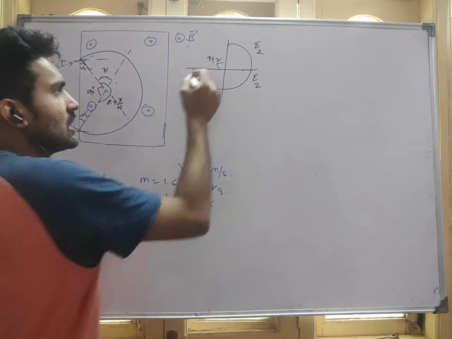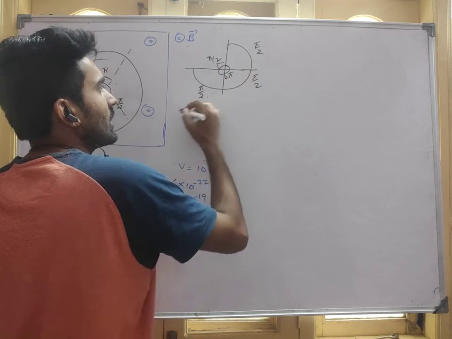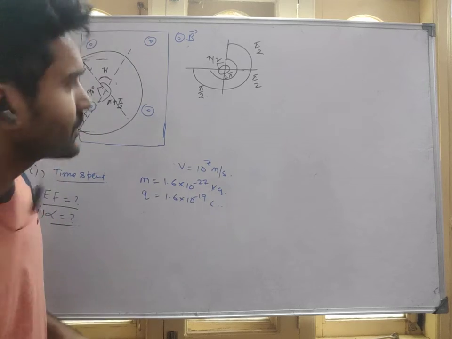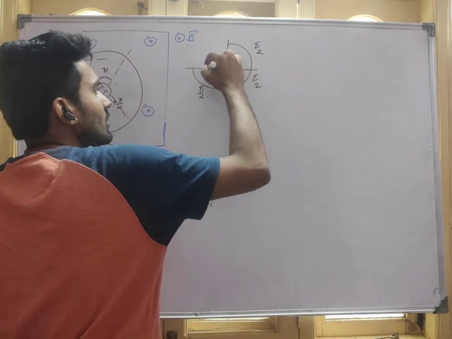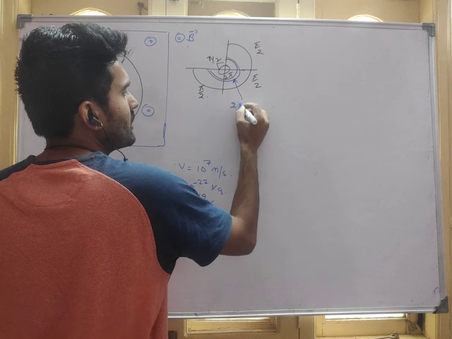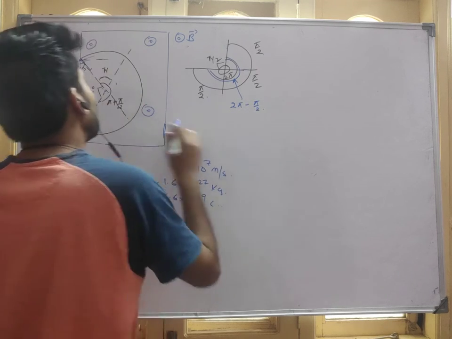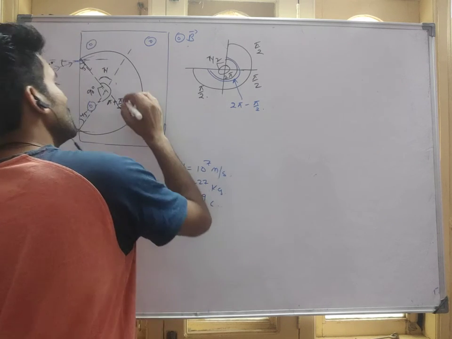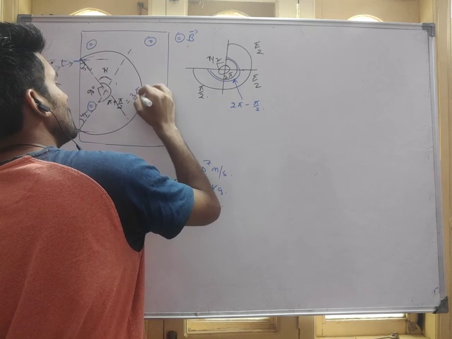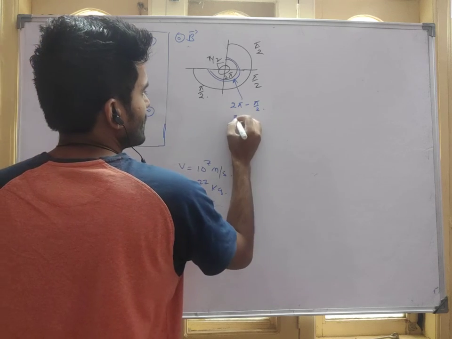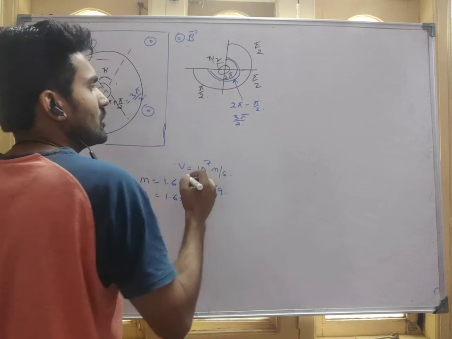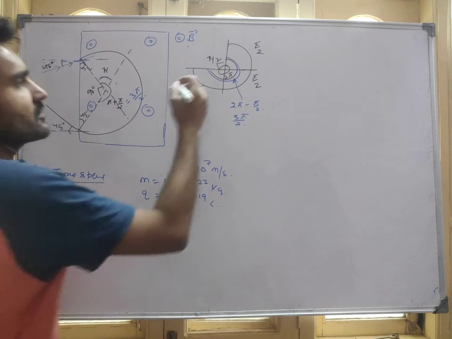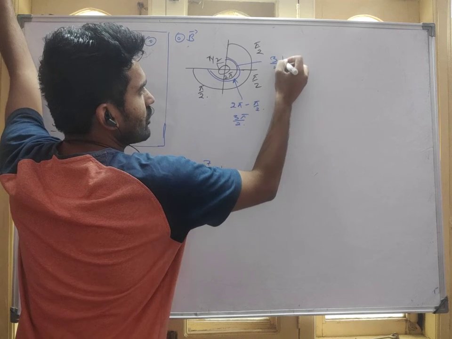Total is how much? 2 pi. And this angle is how much? This much will be 2 pi minus pi by 2. Actually it is the same as pi plus pi by 2. How much you will get? 3 pi by 2. It is also 3 pi by 2. Okay, yes, correct. So actually it is 3/4 of the circle.